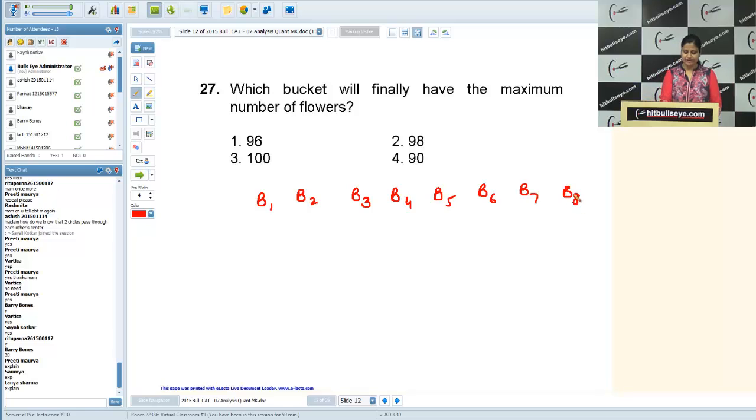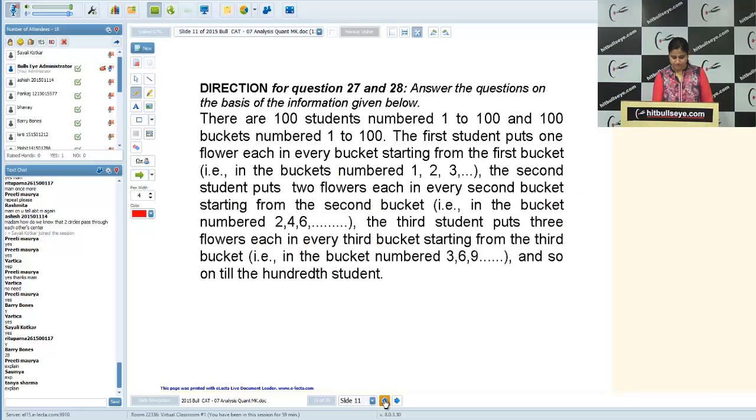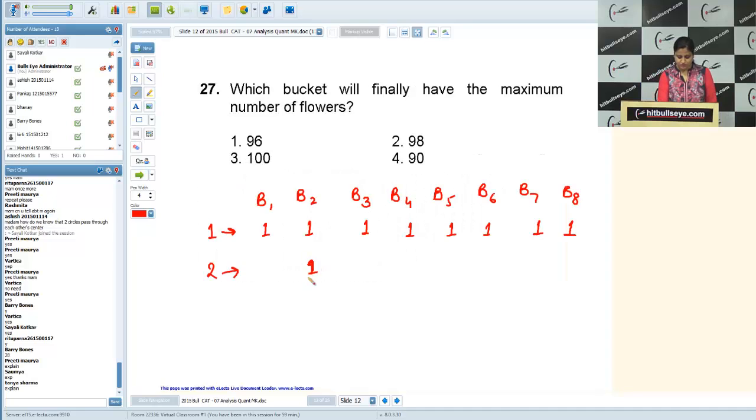Let us say there are 8 buckets. First student came. He put one flower in every bucket. Second student came. It says the second student put two flowers in every second bucket. Third came, he put three flowers in every third bucket. Fourth came, 4 and 8.